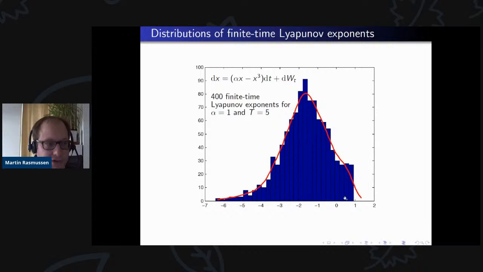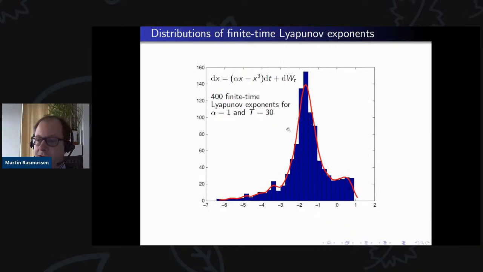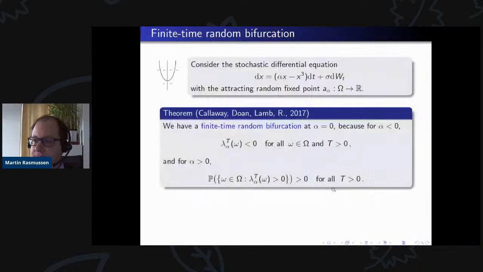And the question is also, what happens now if we increase time? If we increase time, this distribution which we get from the finite-time Lyapunov exponent becomes more and more centered around the true Lyapunov exponent. So you will converge to this true Lyapunov exponent, but the support of this distribution of finite-time Lyapunov exponents will always be also positive in the case alpha is bigger than zero, which indicates not locally uniform attractivity in this case. So this means in particular that we have a finite-time random bifurcation.